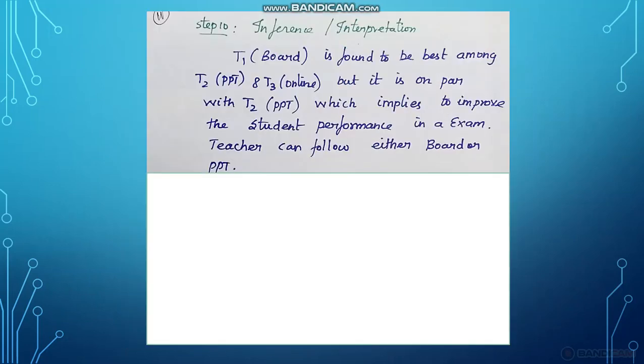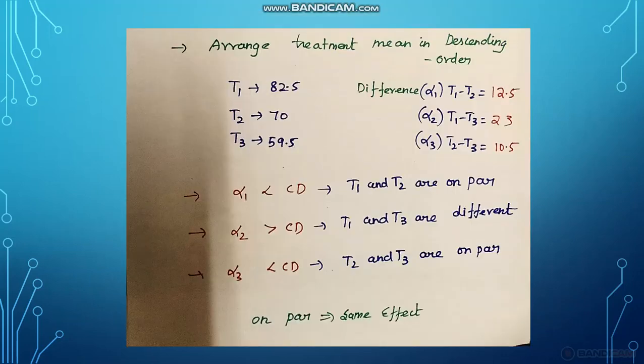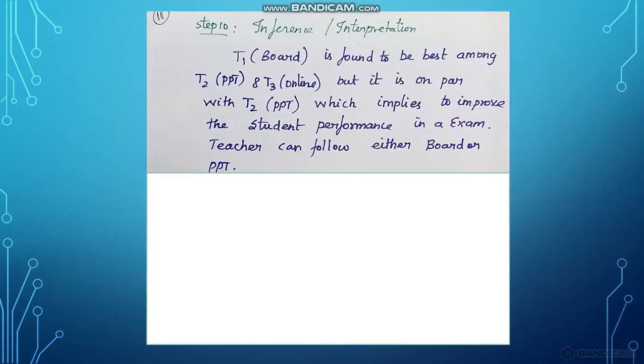Last we want to find the inference. The inference is that T1, board teaching, is found to be best among T2 and T3, because the mean value of board teaching is very high, but it is on par with the T2 value, that is PPT. In this you can see alpha 1 is the difference between T1 minus T2, so T1 and T2 are on par with each other, that is they are giving the same effect. So T1 is found to be best among T2 and T3, but it is on par with T2.